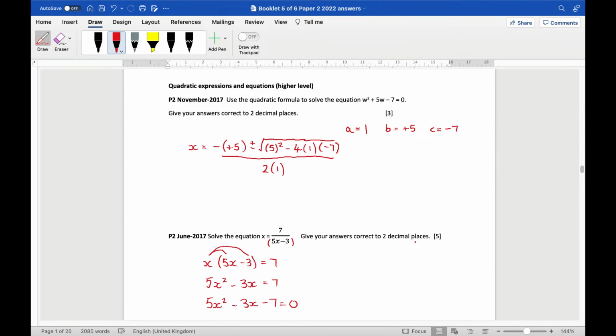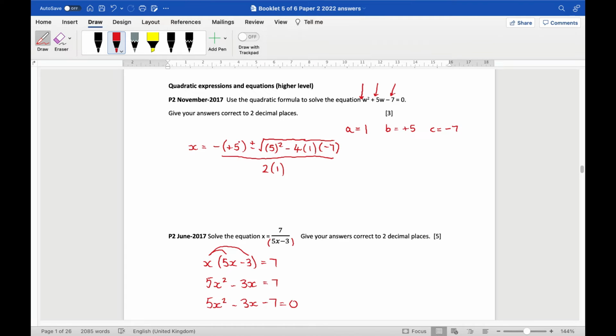Using the quadratic formula, ladies and gentlemen. What we're looking for is the number before the squared term, which is a, in this case 1. The number before the middle term, in this case plus 5, is b. And the loose number, the y-intercept, which we now know is minus 7, is c. So a, b, and c.